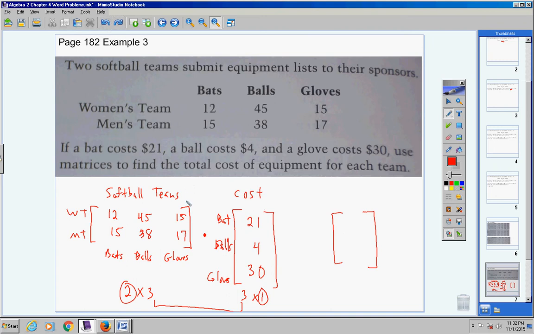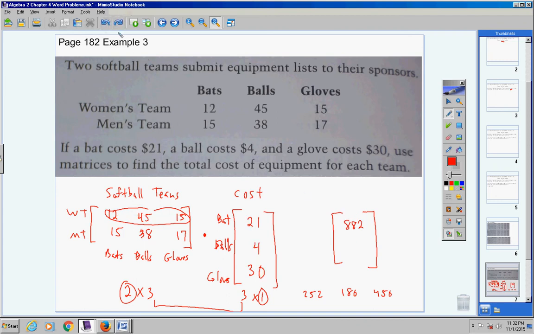We can do this actually pretty quickly, guys. I mean, take row times column right here. So you have 12 times 21 gives you 252. 45 times 4 gives you 180. 15 times 30 gives you 450. So we're going to add all those numbers together. 252 plus 180 plus 450. And we're going to get 882. So I took row times column and got out this right here. Okay, so not too bad.